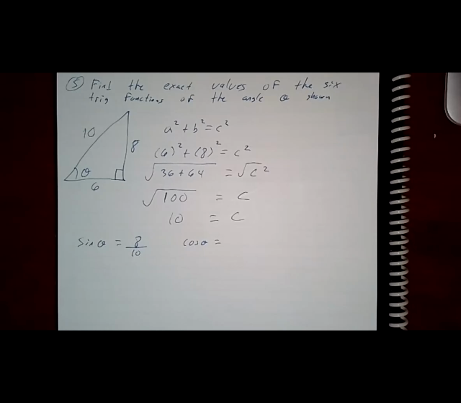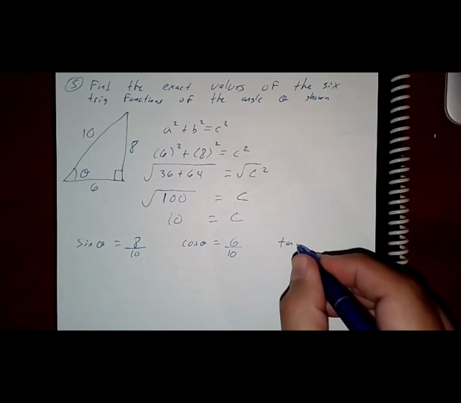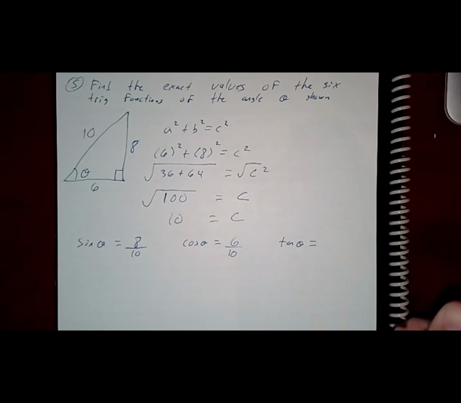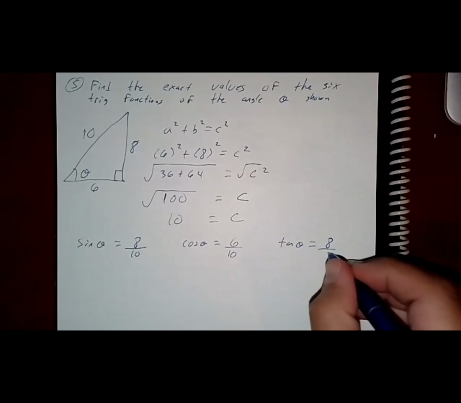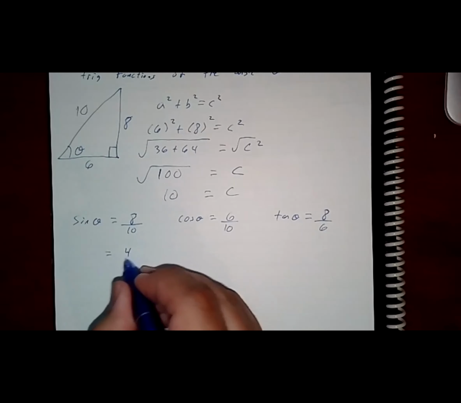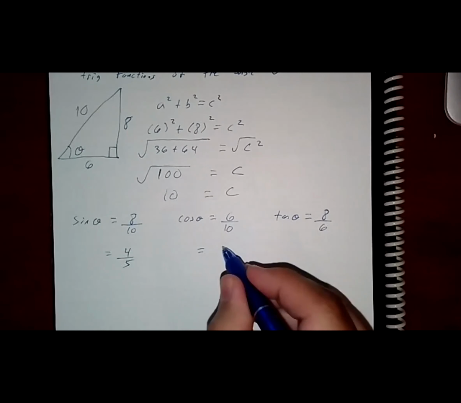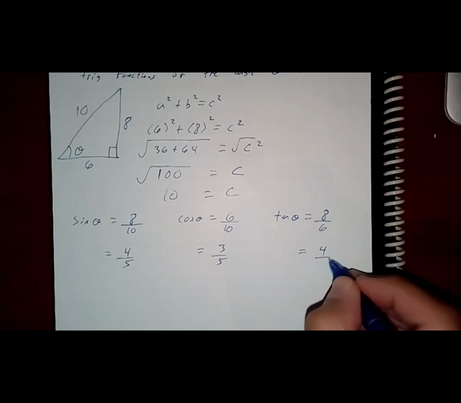Anybody else want to guess on cosine? So look at your definition. If you don't have it memorized, you got to look at it. 6 over 10? Yeah, 6 over 10. That's right. And then tangent. I think someone said it earlier, right? That was opposite over adjacent. 8 over 6. We should reduce this stuff though, right? This will be what, 4 over 5? This will be 3 over 5. This will be 4 over 3.